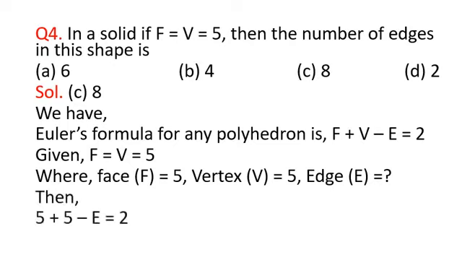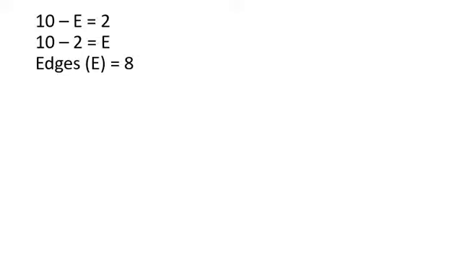Then 5 plus 5 minus E will be equal to 2. Then it will be 10 minus E is equal to 2, and 10 minus 2, it will be shifted, 2 will be shifted to the left hand side and E will be shifted to the right hand side. And I hope you all know how to solve this equation. So edges, that is E, will be 8. So our answer was 8.